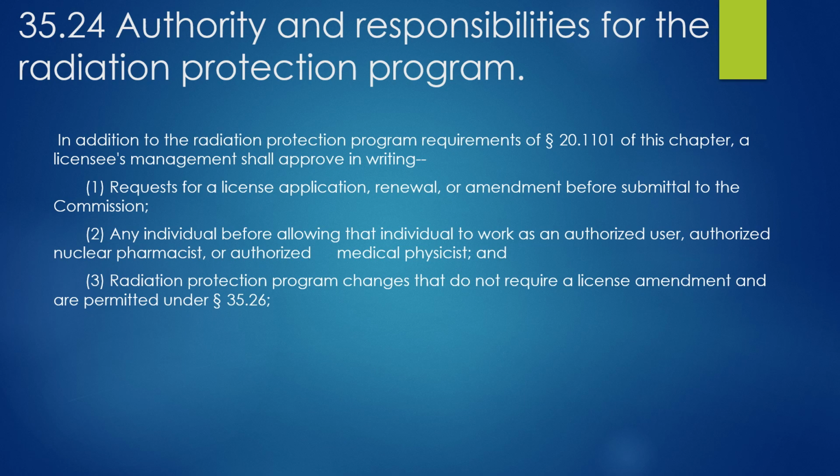But 10 CFR 35 talks about the authority and responsibilities for the program. So in addition to the protection program requirements in 10 CFR 20, a request for a license application, renewal, or amendment is required and must be approved in writing before submittal to the commission. And this applies to any individual, before allowing the individual to work as an authorized user, pharmacist, or medical physicist. And radiation protection program changes that do not require a license amendment are permitted. So that's telling you a lot about the authority and responsibilities of the radiation safety program.